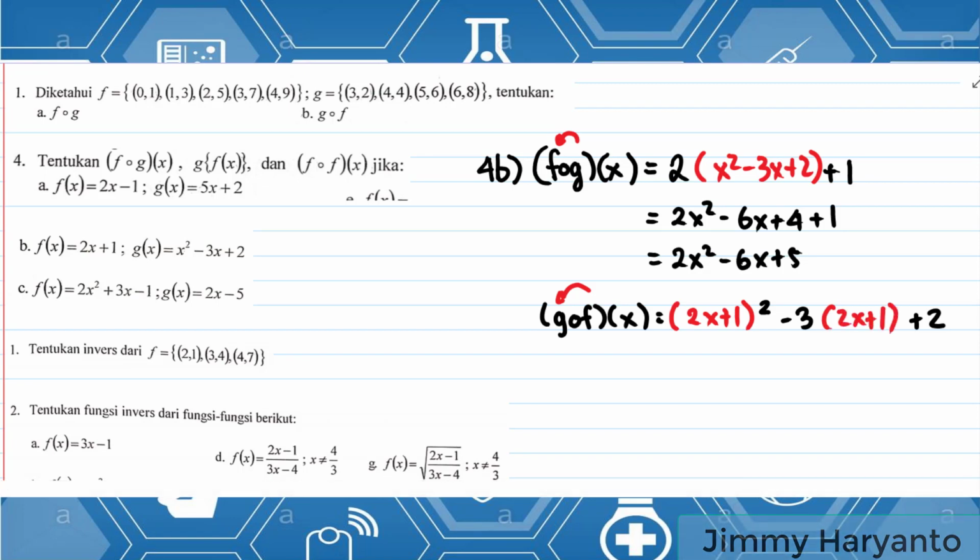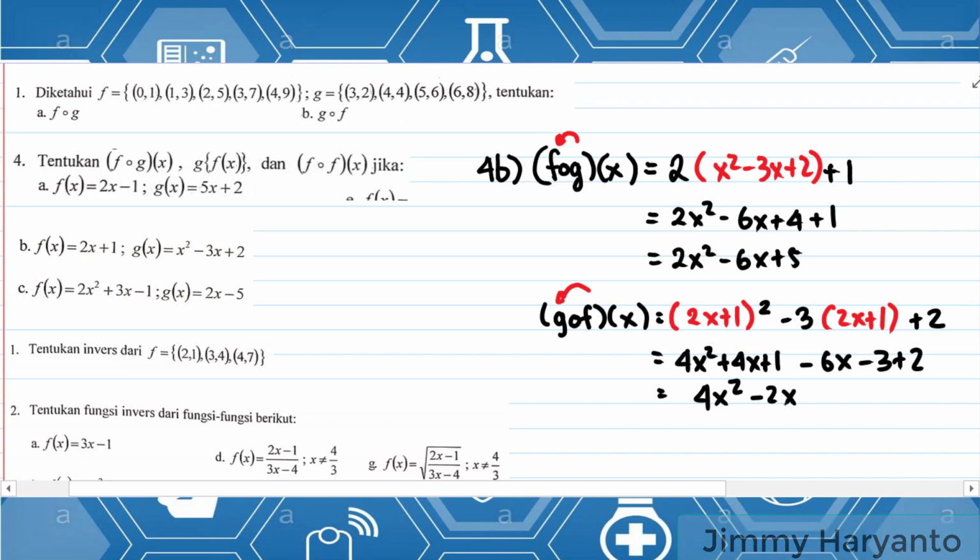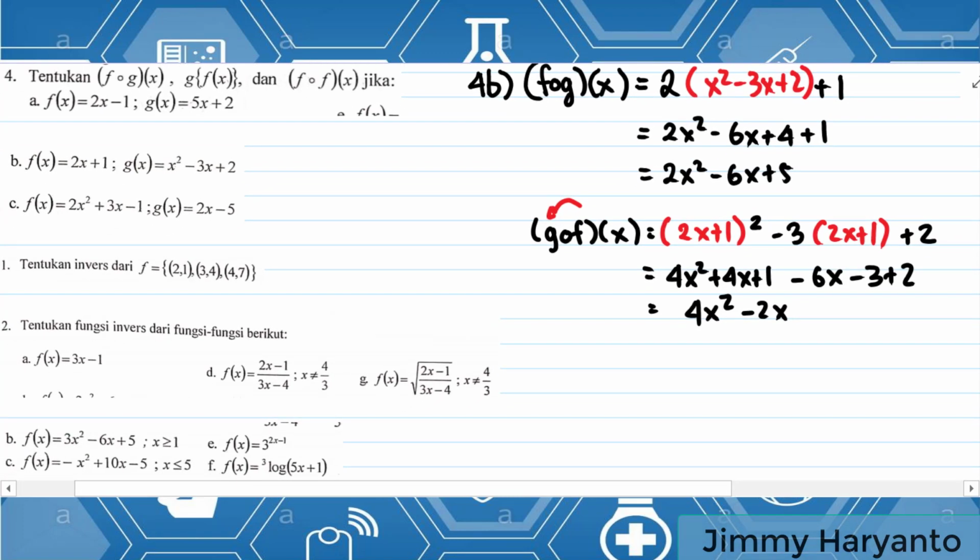There you go. And then you have to simplify it. 4x squared plus 4x plus 1. This one is negative 6x, negative 3 plus 2. So the result will be 4x squared minus 2x, 1 minus 1, 0. Okay, 4x squared minus 2x. And then the last one, FOF.